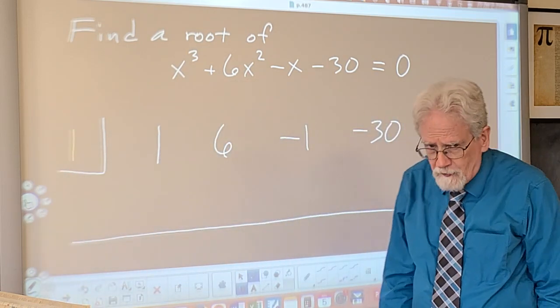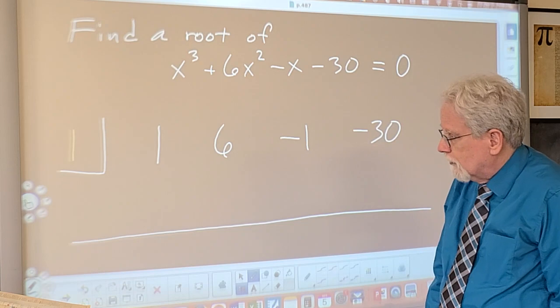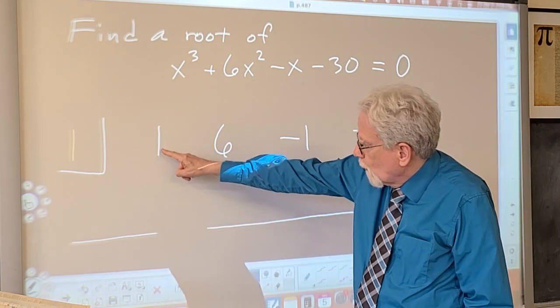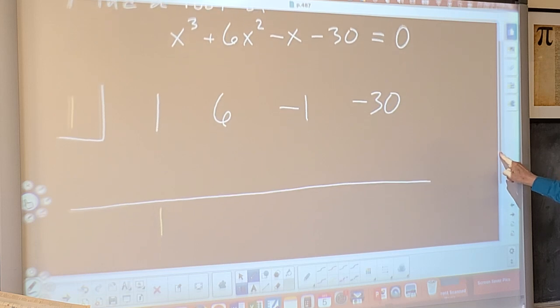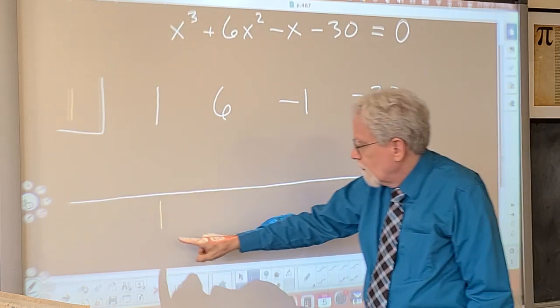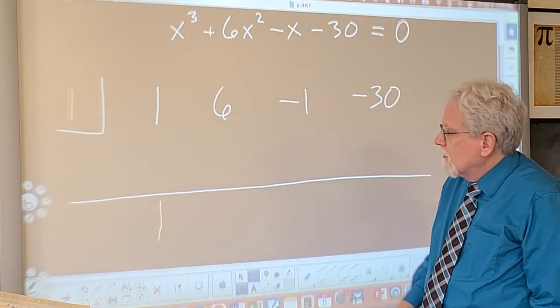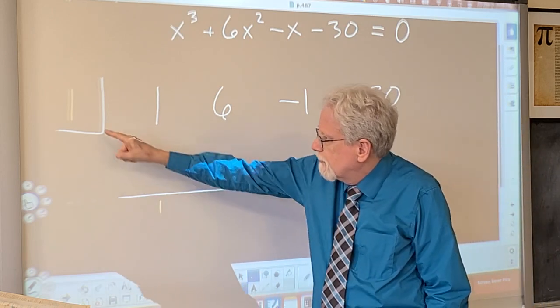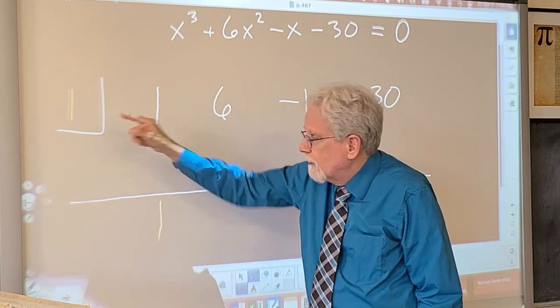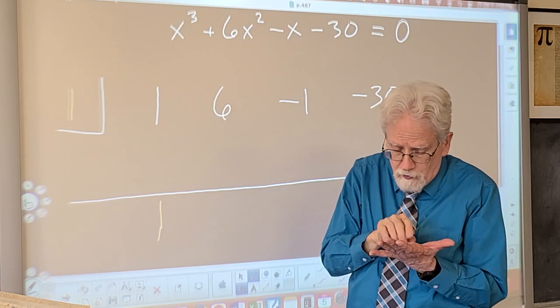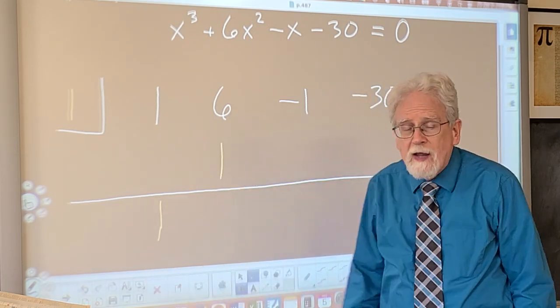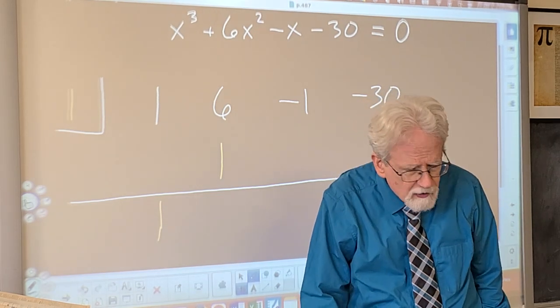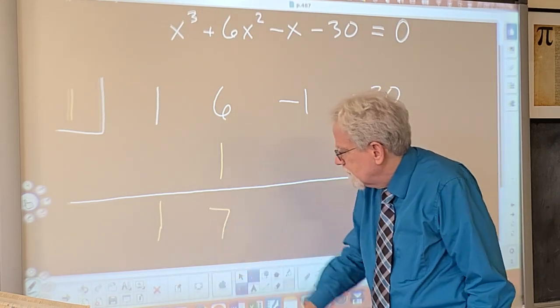Now, do you remember how to do synthetic division? Yeah, we remember. Good. Bring down this guy. I need some more space here. I write too big. Okay. So I bring down the 1. There it is. Then we multiply this guy by the number in the box. 1 times 1 is 1. It goes diagonally over here. Then we add. We always add. 6 plus 1 is 7.